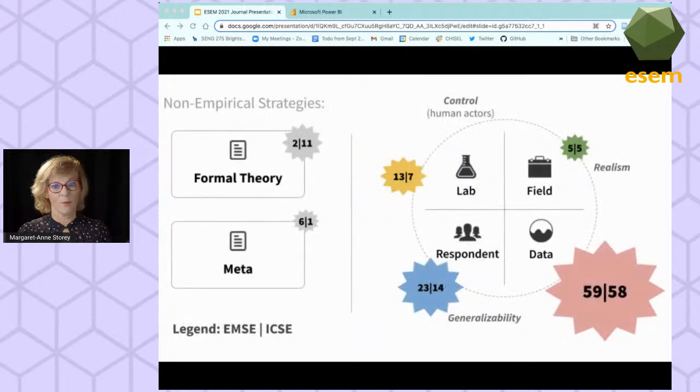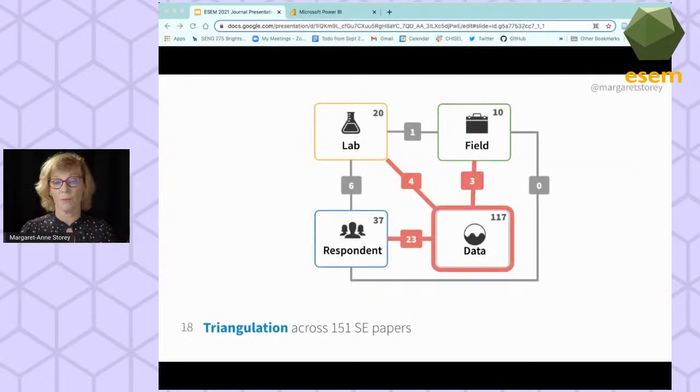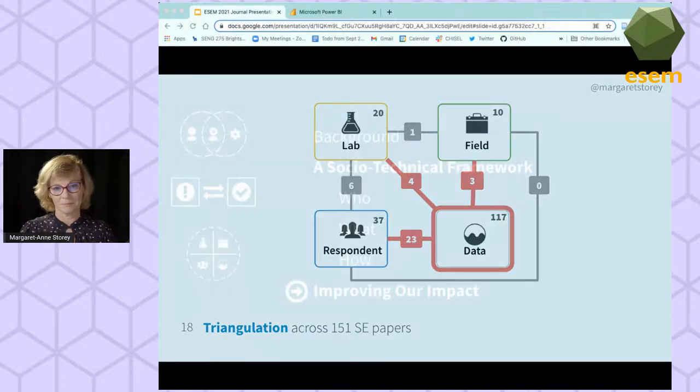So let's take a look at what we have when we apply this part of the framework to the MZ and ICSI papers. Well, we see immediately that we have a lot of data strategies shown on the bottom right. And we have a few respondent, and not many lab, and not many field, and not many non-empirical strategies either. We did find that some papers reported more than one strategy, and we show the triangulation here to give you an idea of which strategies were triangulated with other strategies. And you can see that there's not a lot between the others, for example, lab and field, there's not many.